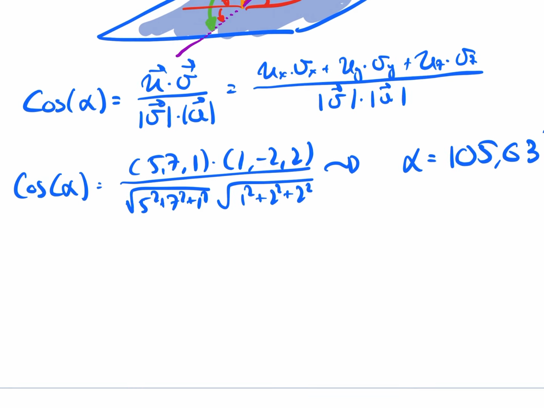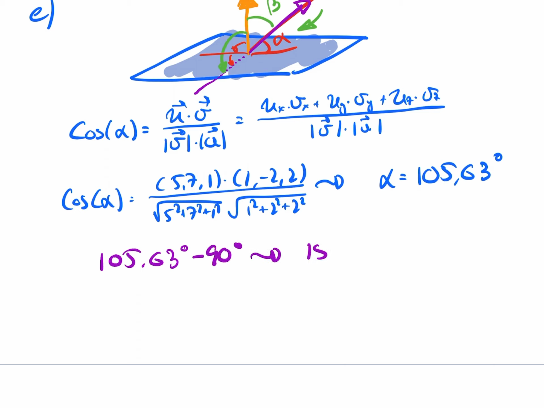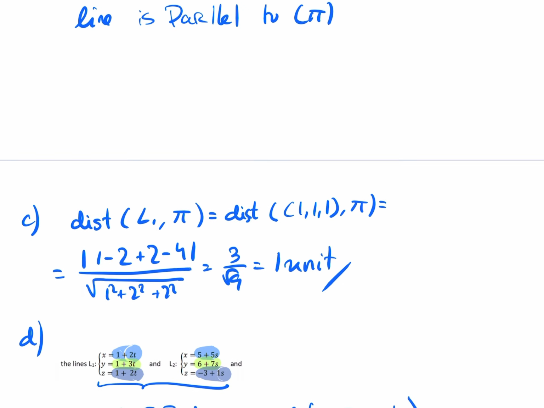If we see the perpendicular situation, this is the plane, and this is the line. We found that angle from the normal vector, and we only needed this angle or this angle, so we have here 90 degrees that we need to get rid of. So we just need to do the angle we found, 105.63 degrees minus 90 degrees, which will give us 15.63 degrees, the angle between the plane and the line. And that finishes question 1.